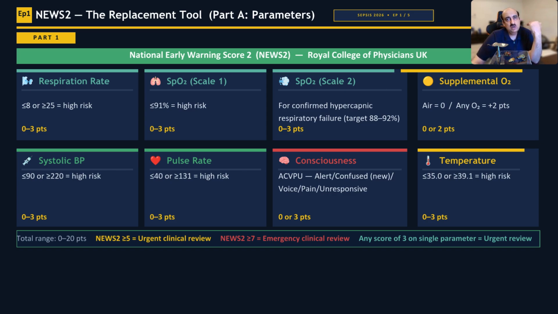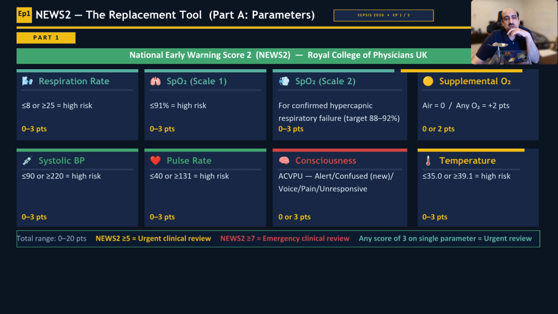The bottom 4 are the other variables, 3 vitals: systolic blood pressure in millimeters of mercury, pulse rate per minute, temperature, and fourthly, the consciousness. It used to be AVPU: alert, responding to voice, pain, and unresponsive. Now the C has been included. So it's ACVPU, which means alert, confused, which is new confusion to differentiate from chronic cognitive dysfunction, responding to voice, pain, and finally unresponsive. So these are the scores.